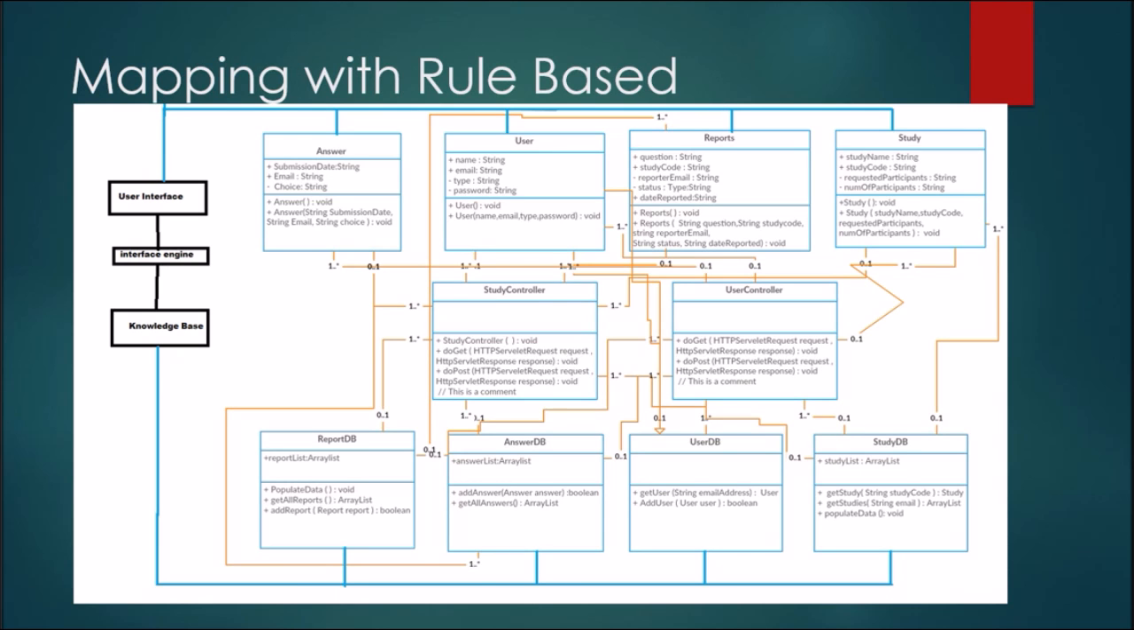Mapping with the rule-based architecture, here you can see that we have four classes which are user interfaces: answer, user, report, and study. Then we have a knowledge base, which is the databases we have: report DB, answer DB, user DB, and study DB. As soon as we get the reply back, it will be shown on the user interface from the knowledge base we have in the four databases. These are the classes, and they will be calling the different SQL tables to get back the results. So this is how the mapping of the rule base works.